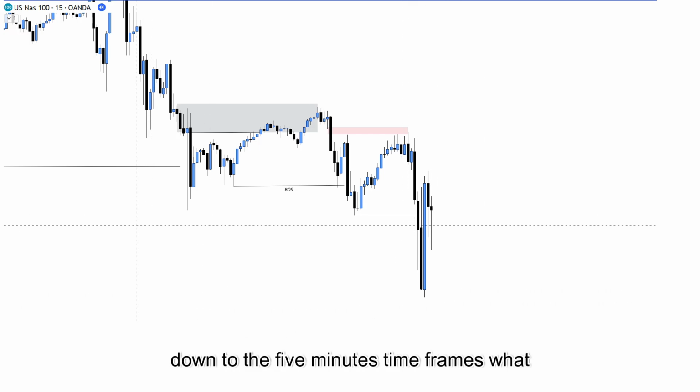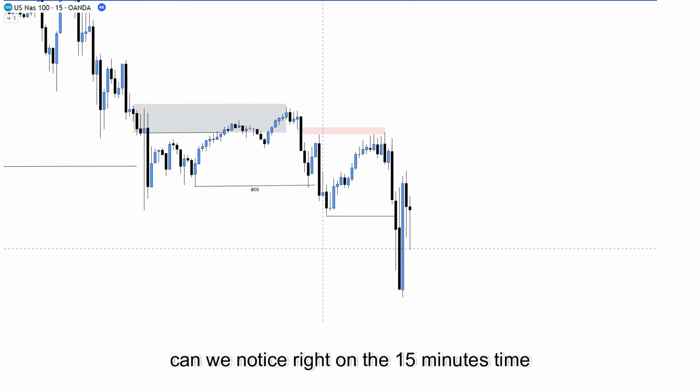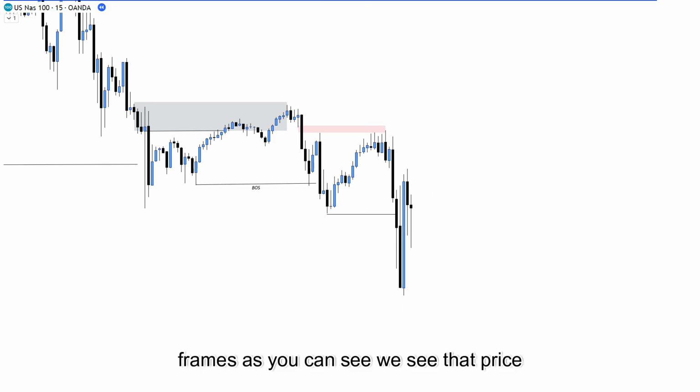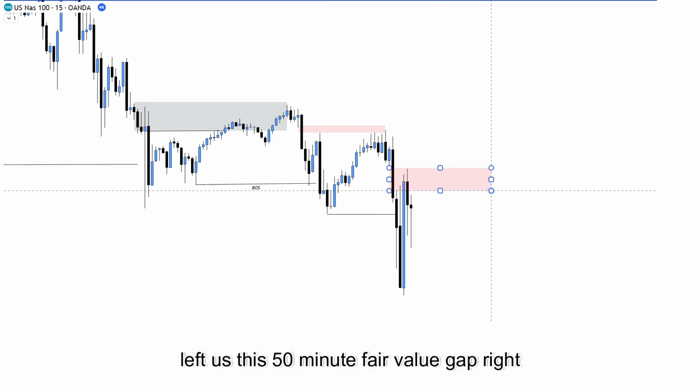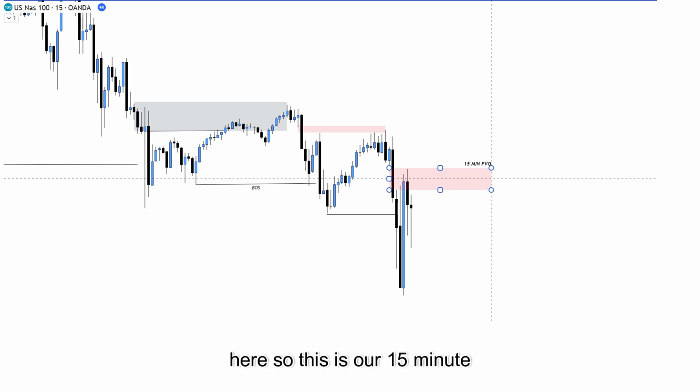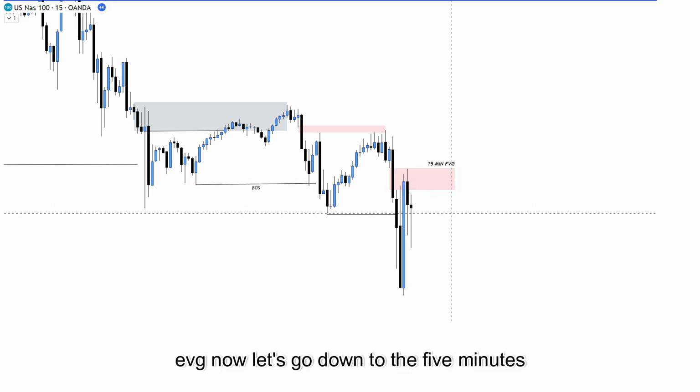But before we scale down to the 5-minute, what can we notice, right? On the 15-minute, as you can see, price left us this 15-minute fair value gap right here. So this is our 15-minute FVG. Now let's scale down to the 5 minutes to see more price action.